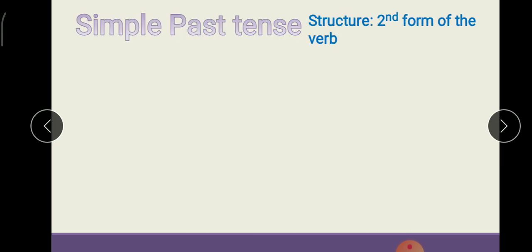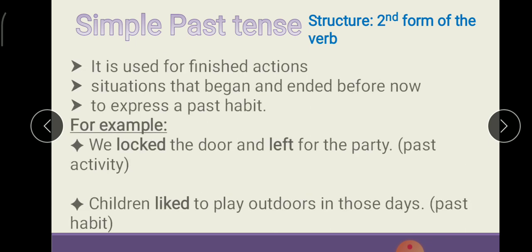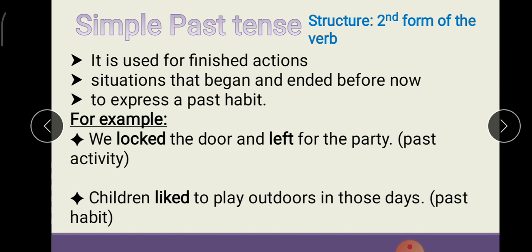The structure to write the simple past tense is second form of the verb. It is also called as V2. Simple past tense is used for finished actions, situations that began and ended before now, to express a past habit. For example, we locked the door and left for the party. This is an example of past activity where the action has been completed.